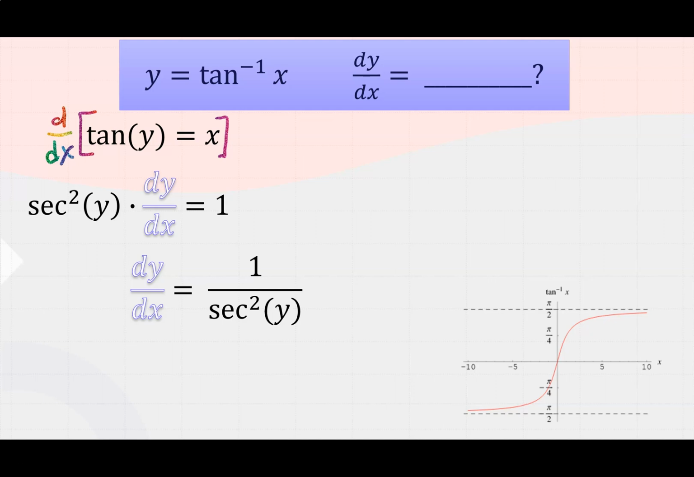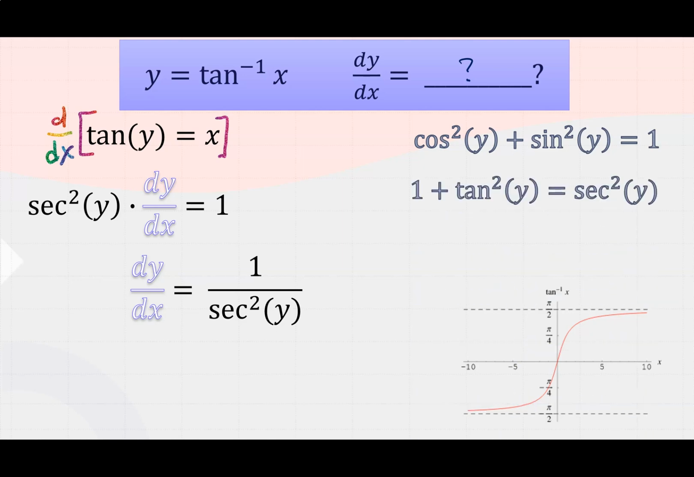Now, how do we express secant squared of y in terms of x? Because we want the answer to be in terms of x. We know that cosine squared plus sine squared equals 1. If we divide both sides of this identity by cosine squared, we will have 1 plus tangent squared y is equal to secant squared y. And tangent of y is x. So secant squared of y in this case is 1 plus x squared.